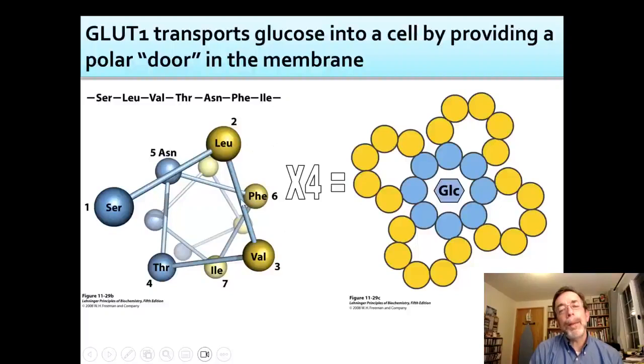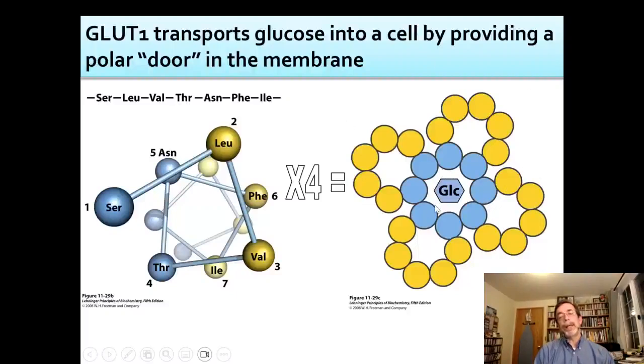Well, if you end up with 4 of those helix wheels, you end up with this situation where you can arrange them and make a whole little wall out of your polar residues, and you can have the outside of the transporter be all hydrophobic stuff. This dissolves in the membrane.